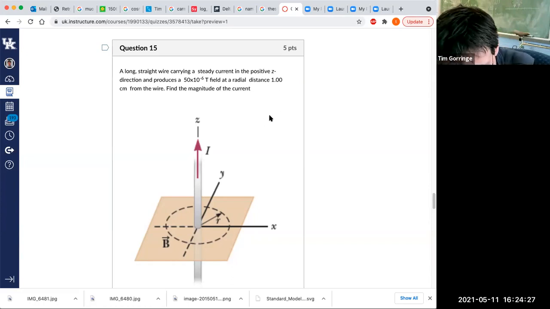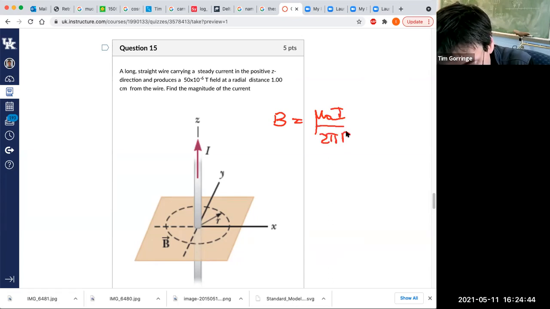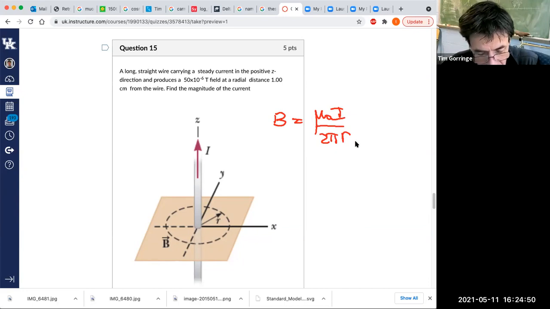Well, a starting point for this one is going to be the equation for the magnetic field of a current carrying straight wire. And that's this equation here. The field is equal to mu naught times the current in the wire divided by 2 pi r. R is the radial distance from the wire.